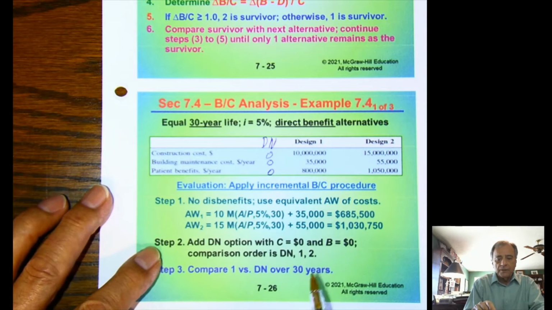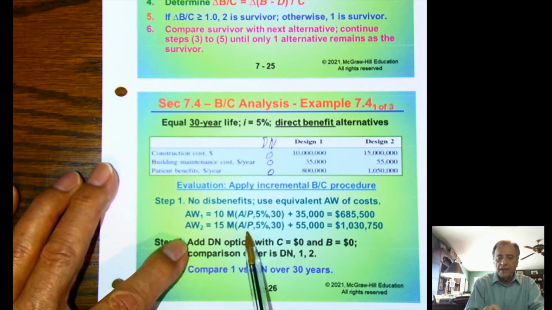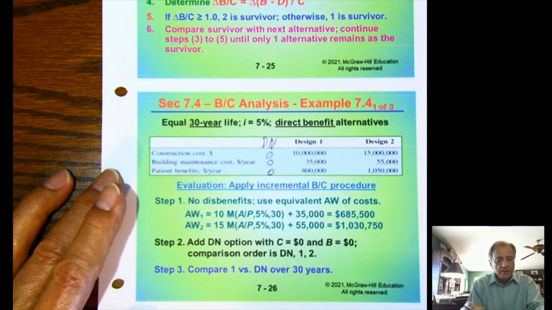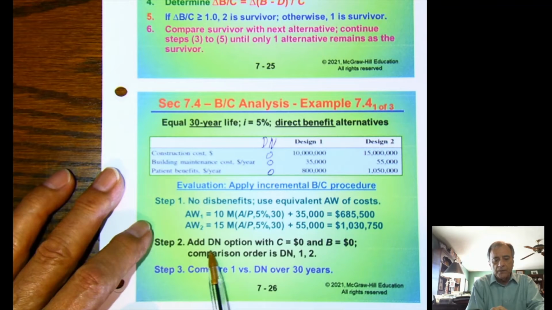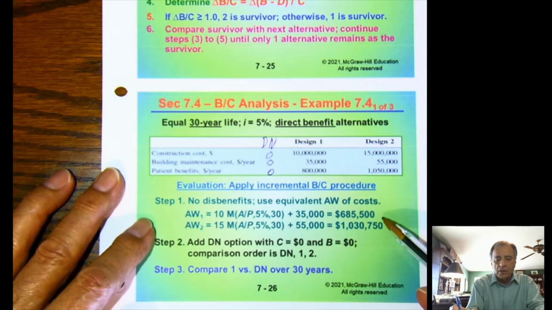The total annual cost of alternative 2 is $15 million A given P, plus $55,000 A given P, 5% for 30 years. That turns out to be $1,030,750. So step 2 is to order the alternatives according to the cost. Alternative 1 has an annual cost of $685,000 to $1,030,750. So this is going to be the one.